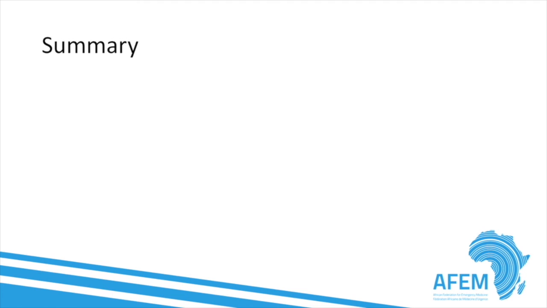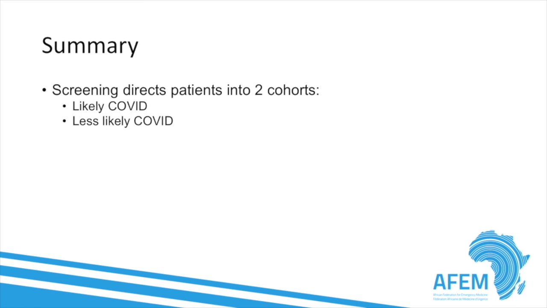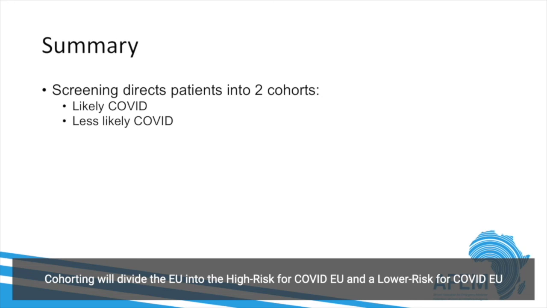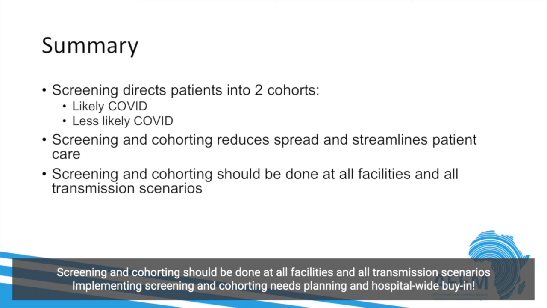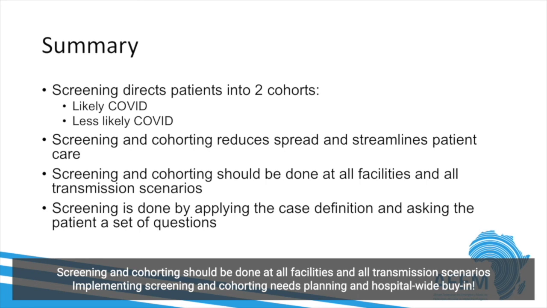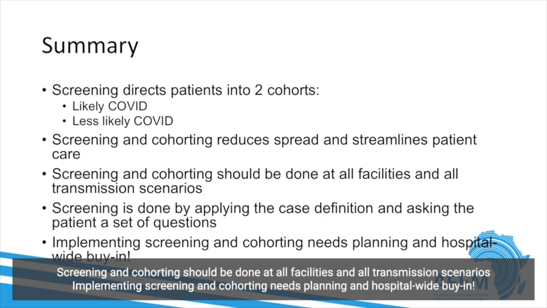Great job so far. We have reached the end of our tutorial. Let's summarize what we have learned. Screening directs patients into two cohorts or groups, those who are likely to have COVID and those who are less likely to have COVID. Screening and cohorting reduces spread and streamlines patient care. Screening and cohorting should be done at all facilities and at all transmission scenarios. Screening is done by applying the case definition and asking the patient a set of questions. Implementing screening and cohorting needs planning and hospital-wide buy-in.